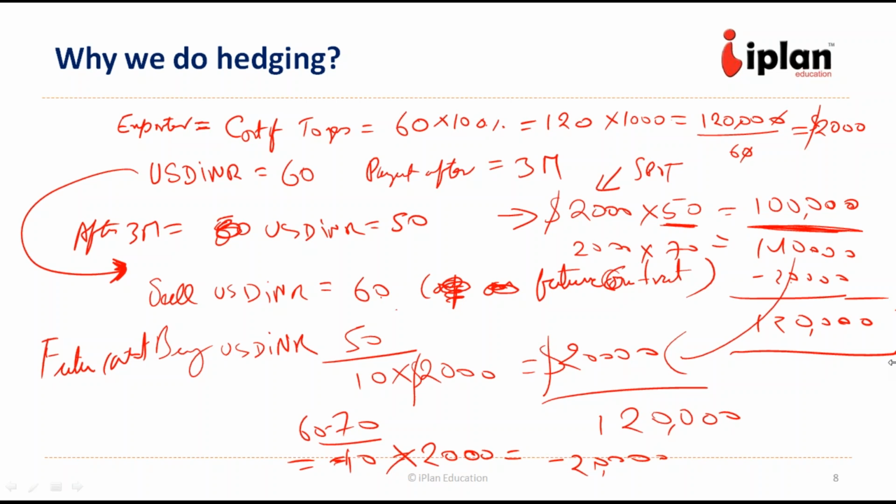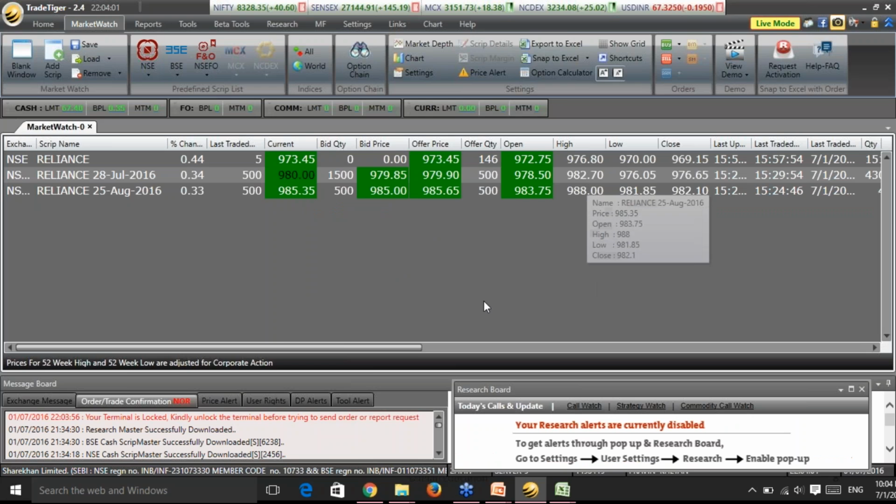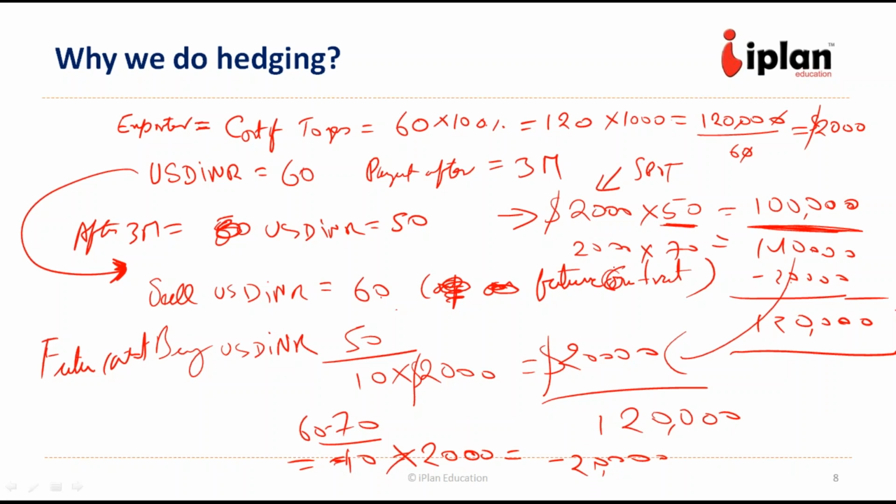So if you want to keep it hedged, you will be safer. And if you have no idea, if you keep it hedged, you are still safer. At least whatever your profit is, that is locked. So your profit is locked. It will not go anywhere. Your 1,20,000, because of the hedging.